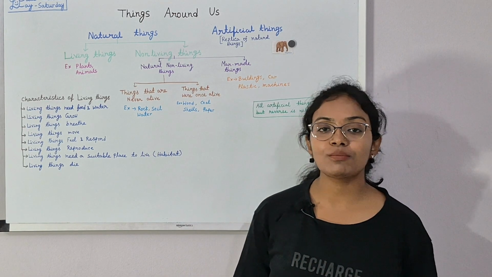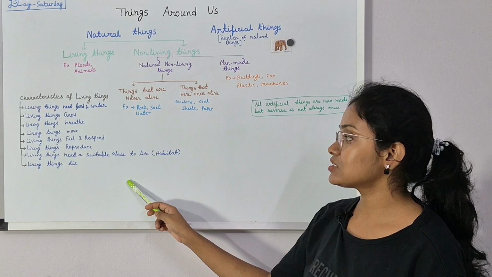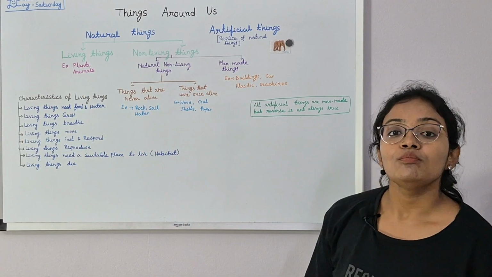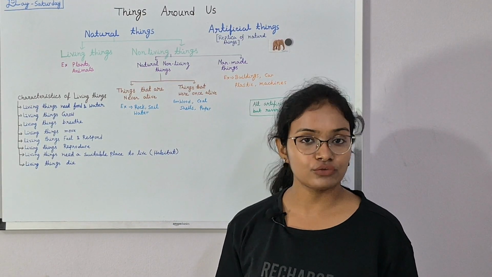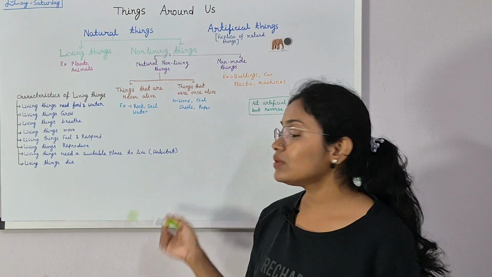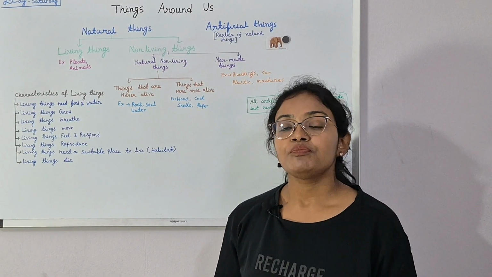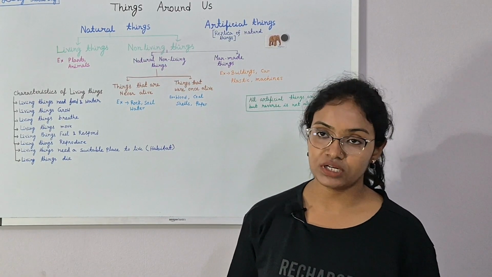Now we will discuss the characteristics of living things. Here are some characteristics. First one is living things need food and water. Plants can prepare their own food. That process is called photosynthesis. And animals can't prepare their own food by themselves. They directly or indirectly eat plant products.